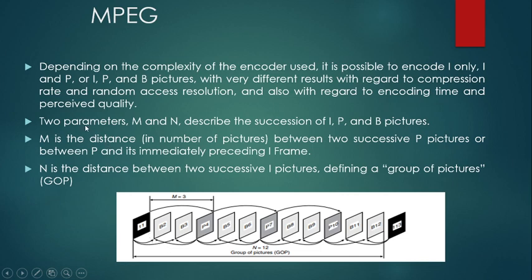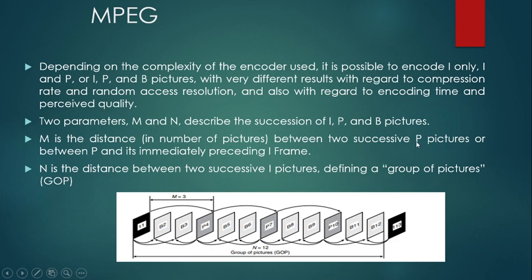And we can now define two parameters, M and N, which describe the succession of I, P and B pictures. M is the distance between successive P pictures, or between a P and its immediately preceding I frame. This is the definition for parameter M. If you look at the figure, M is equal to 3, that is the distance between P and the immediately preceding I frame, or even the distance between two P frames, which is also 3 in this case. And N is the distance between the successive I pictures.